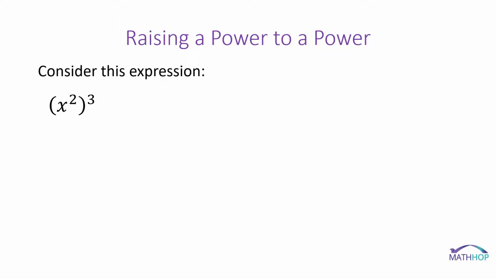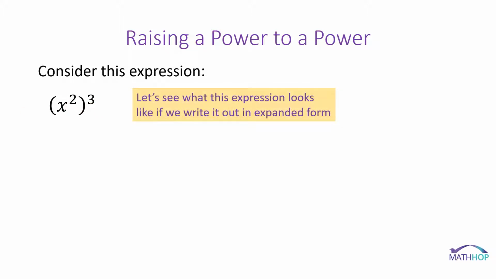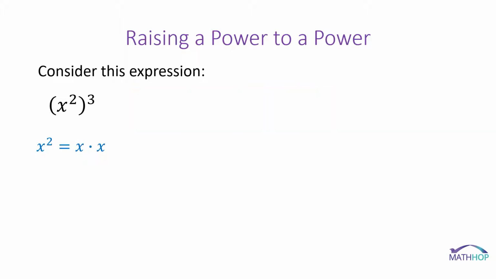So we already have a power in the fact that we have x squared, and we're taking this expression and raising it to another power, 3. So x squared cubed. Remember when we learned exponents, we learned that they involved multiplication. This says I have 3 groups of x squared. Well, let's see what this looks like in expanded form. We know that x squared is x times x. Therefore, x squared cubed really means we have 3 groups of x times x.